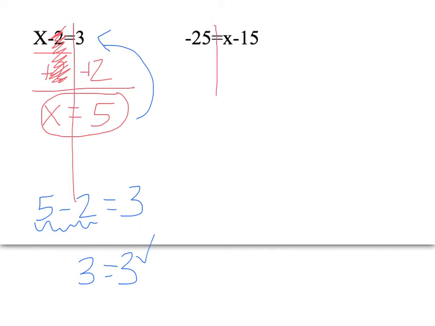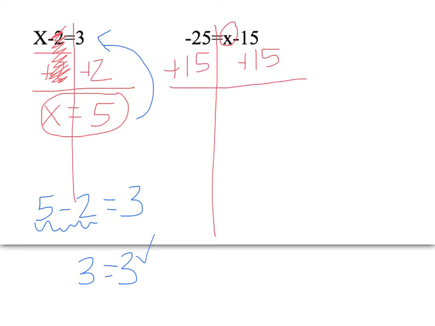Alright, the second example, again, draw a line. In this case, the x is over here on the right side of the equation. So we're going to leave it there. That means we're going to move the negative 15, the minus 15 to the other side. You always leave the x and move the number. Okay, the opposite of a minus 15 is a plus 15.